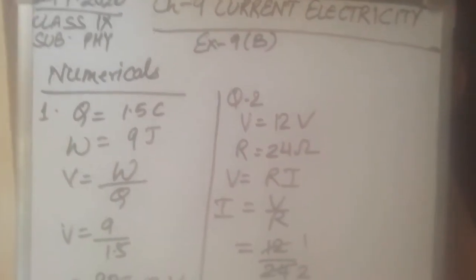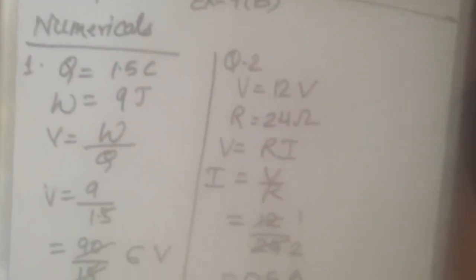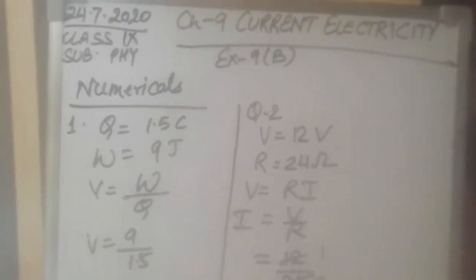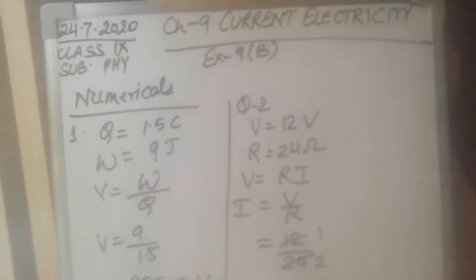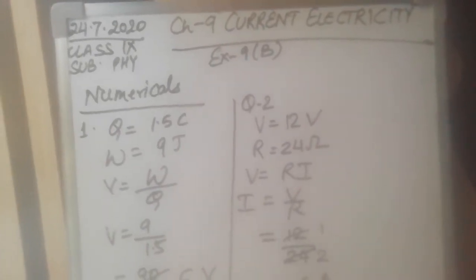Children, we had discussed the potential difference and Ohm's law in the last session. Today I am going to explain a few numericals with you, a few numericals of exercise 9B. They are given on page number 198.